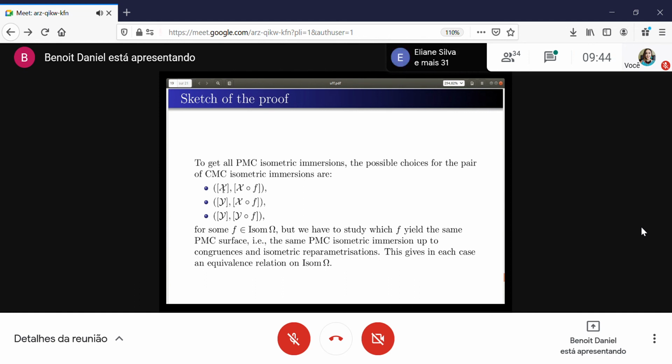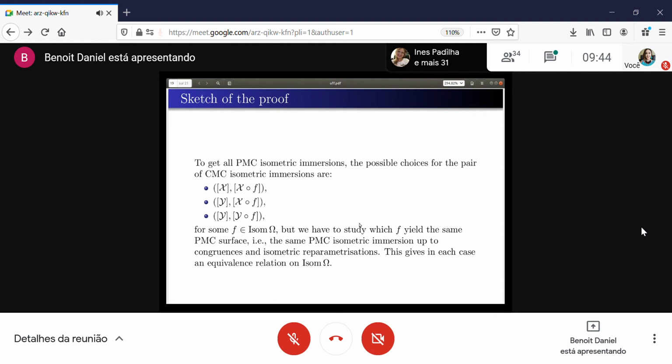Actually, I could do the same for the first factor on the left here, but it will not give me anything new, because if I reparameterize both of them, I just get a reparameterization of the PMC surface. So it is sufficient to consider reparameterization only of the second one. So I have 3 cases. But if I do this, maybe for a different F, I will still get the same surface. So the problem is, which F give the same PMC surface, and which do not.